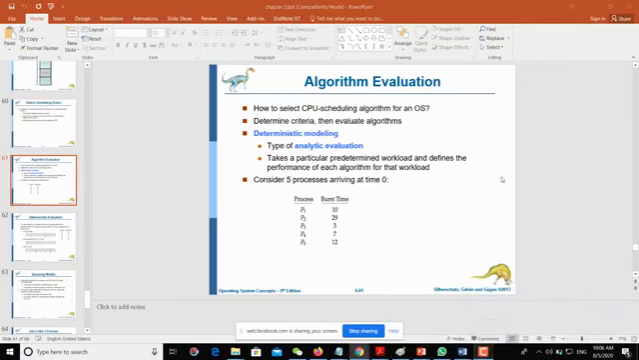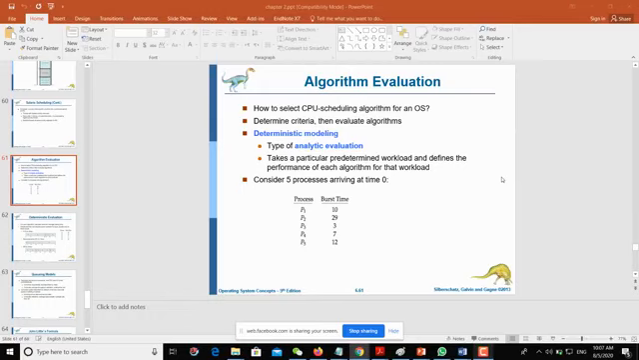So how do we select a CPU scheduling algorithm for an OS? OS means operating system. How should one select a CPU scheduling algorithm for an OS? This is what I will teach you today in the remaining slides. First we have to determine the criteria, and then evaluate the algorithms.